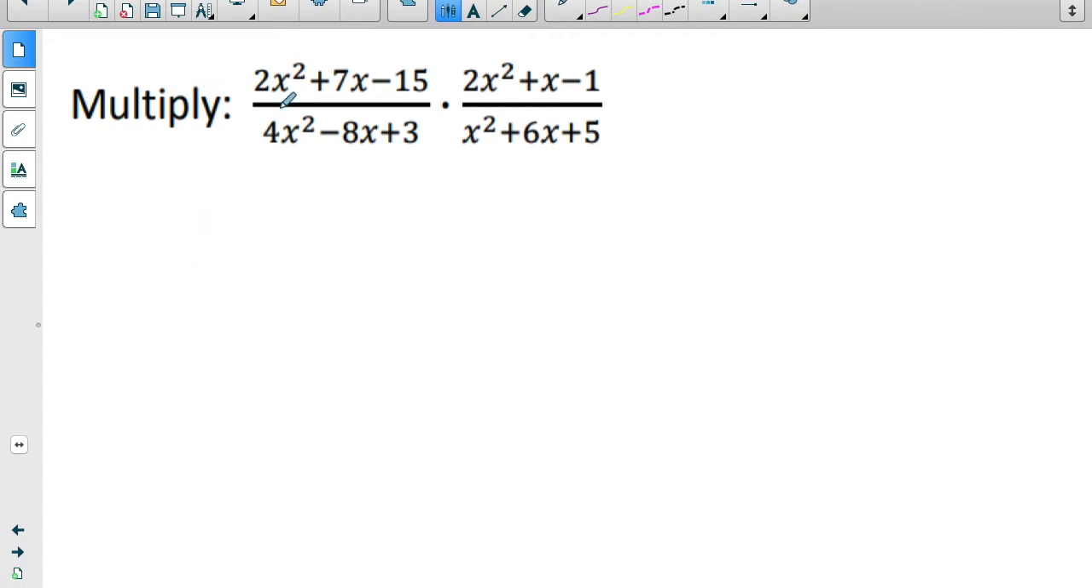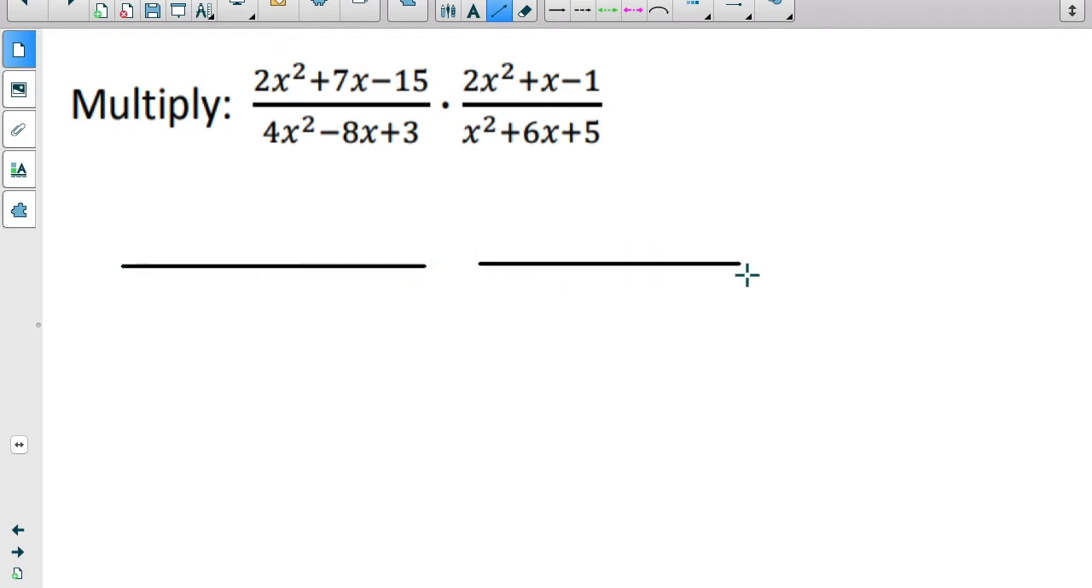Now we're going to look at some little bit more complicated ones. These here are not really that much more complicated. It just requires us to factor. Because once we factor them, multiply them together, then we can simplify out what's in common on top and bottom. So I'm just going to start off with our 2x squared plus 7x minus 15.